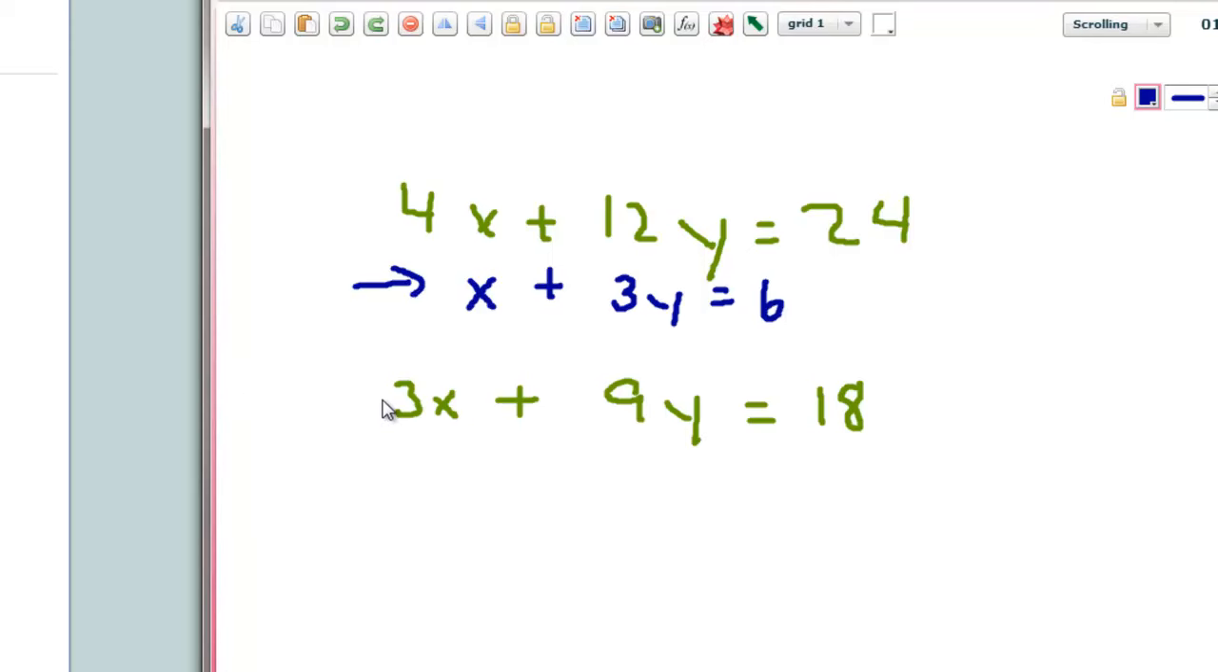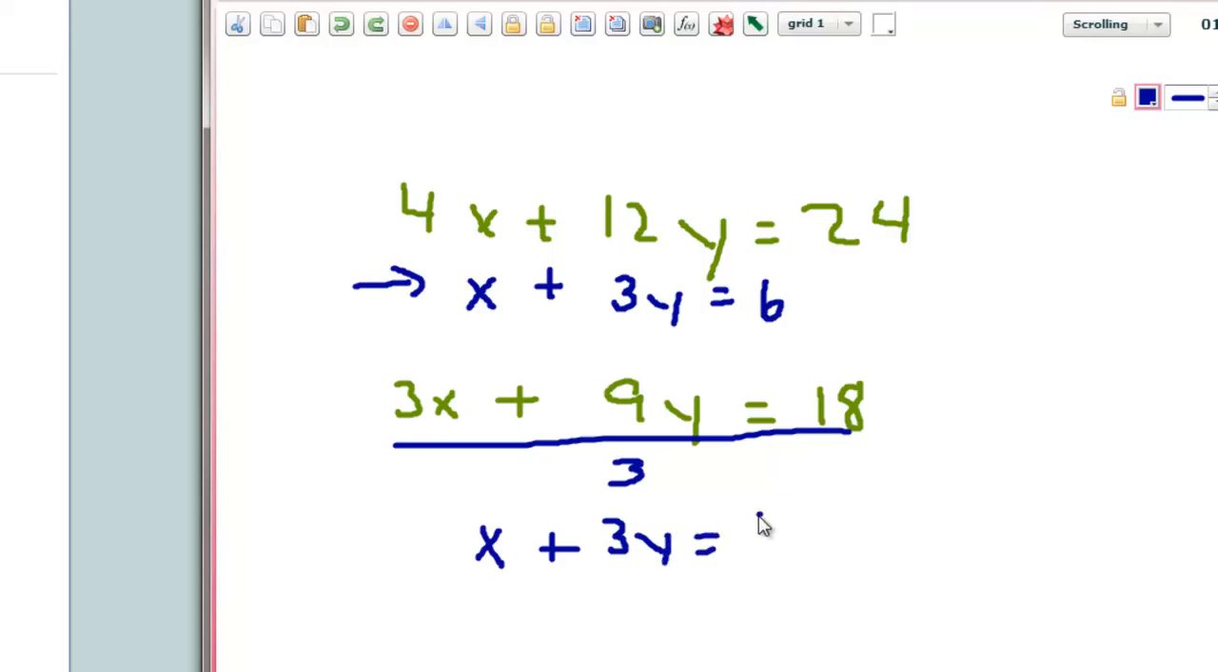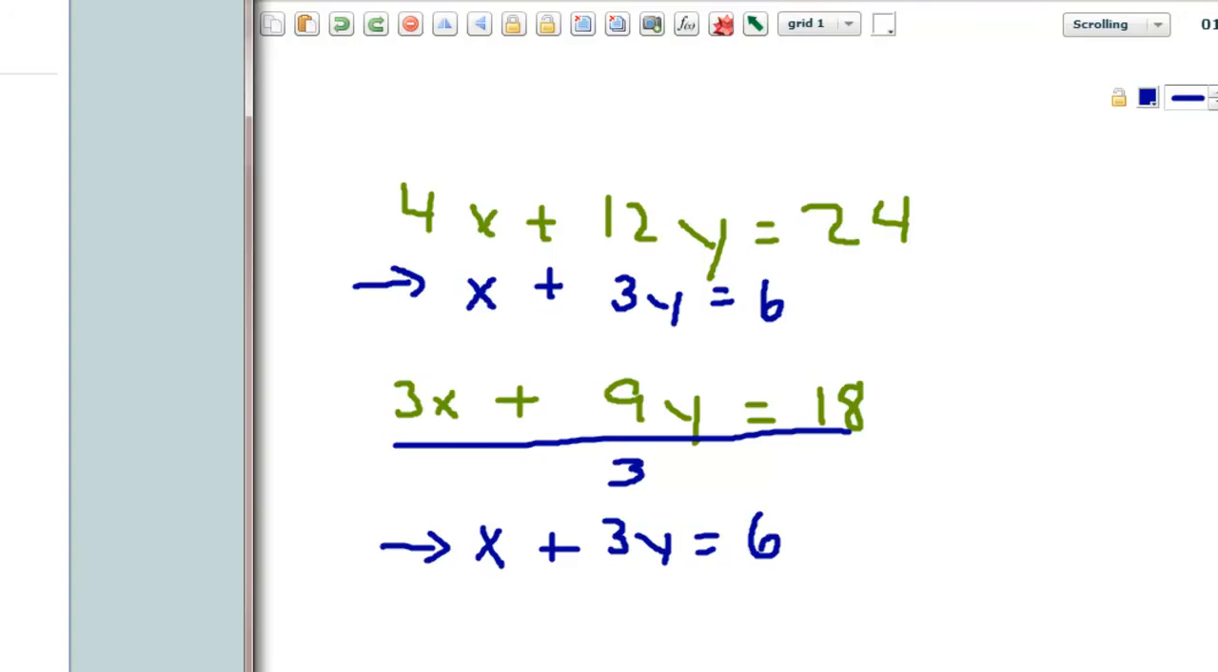All right, next one here. 3, 9, 18. They all have 3 in common. So I'm going to divide everything by 3. So literally everything by 3. And I'm going to be left with x plus 9 divided by 3 is 3, and 18 divided by 3 is 6. Same exact equation. Oh boy. Yeah, they're the same exact equation. Since they're the same exact equation, there are going to be infinitely many solutions for this particular question.